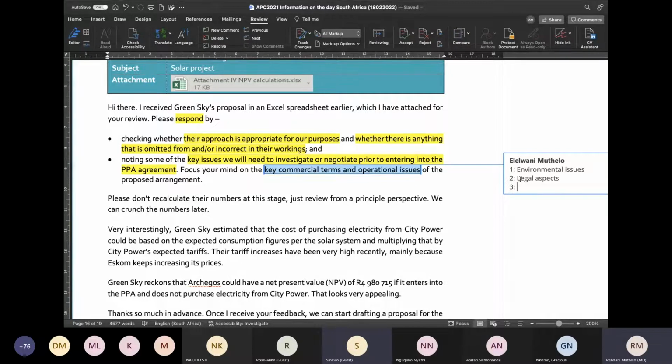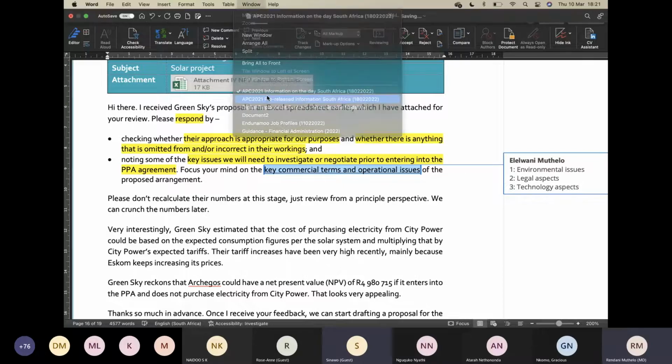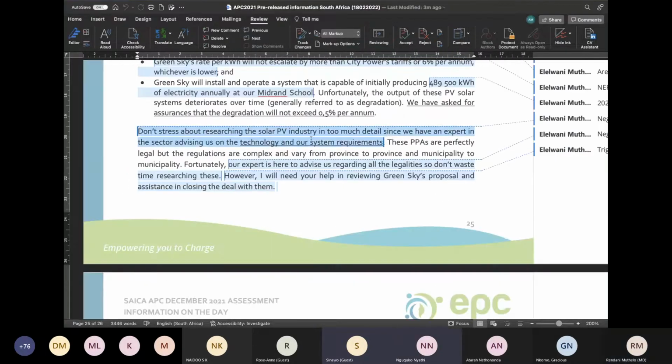So the environmental issues here, I'm thinking that this is outside the commercial terms, and it will then be an issue of, say, whether there will be enough solar energy to power this, because she had already told us that we should not worry too much about the technological aspects. Do you remember that she specifically addressed that? Yeah, the technical stuff. Yes.